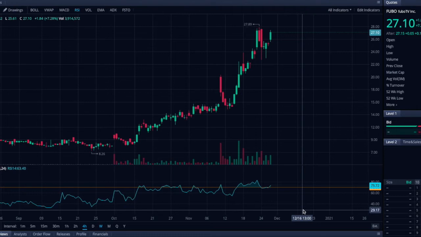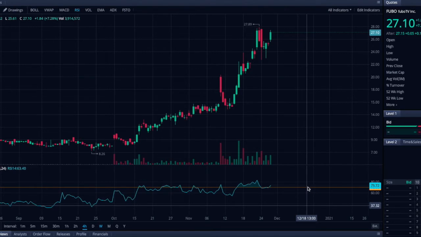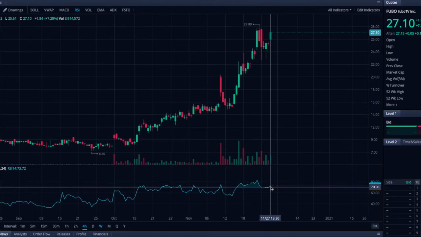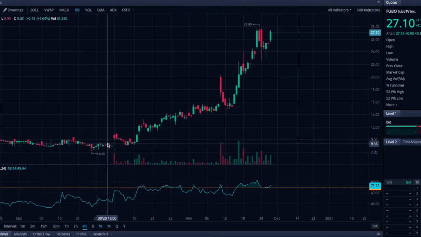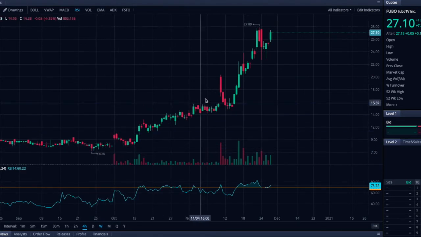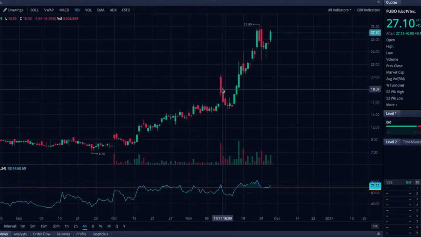Now, another value that you should know about RSI is the value 70. When you have an RSI over 70, it generally means that it has strong momentum and it's getting into overbought territory. We see that happen very often with very strong bullish stocks. If we take a look at Fubo, for example, Fubo has been on a tremendous upswing since mid-September, October, and it's literally tripled in price ever since.